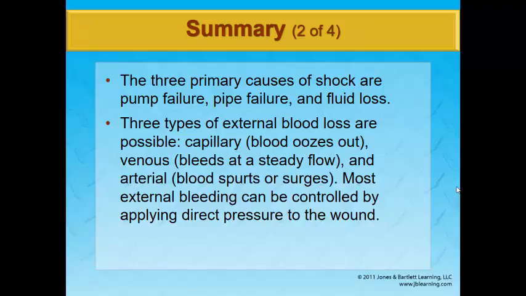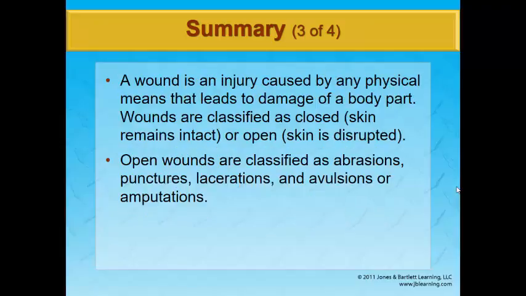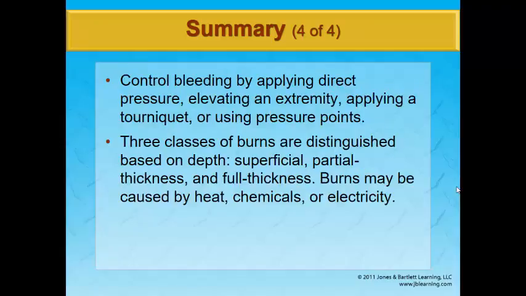Types of external bleeding: if you see blood oozing out, it's probably from a capillary. If you see the blood at a steady flow but fairly dark red in color, it's probably from a vein. And if it's bright red and spurting, it's probably from an artery. First thing we'll do is direct pressure with a dry, sterile gauze dressing. And a wound is anything that has damage to a body part. So they're classified as closed or open. And open wounds, we talked about abrasions, punctures, lacerations, avulsions, and then amputations.